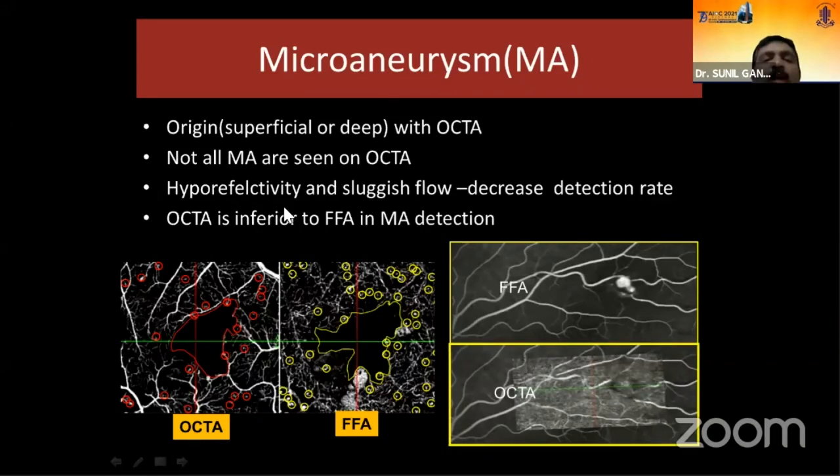As well as hyporeflectivity. So thus OCTA is slightly inferior to FA in detecting the microaneurysm. You can clearly see here the FFA well delineated microaneurysm seen, not so well seen in OCTA. These circled things indicate the microaneurysms. You can detect more microaneurysms on fundus fluorescein angiography when compared to the OCTA.